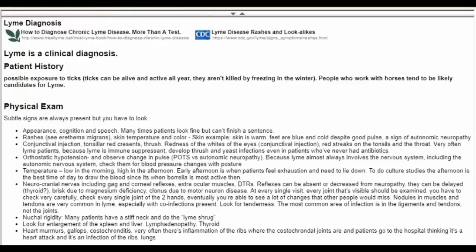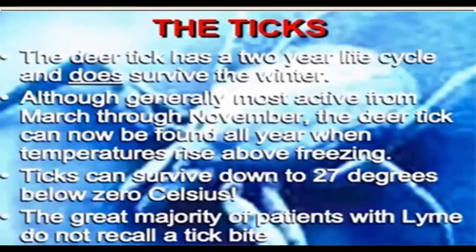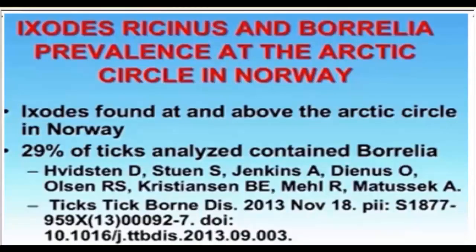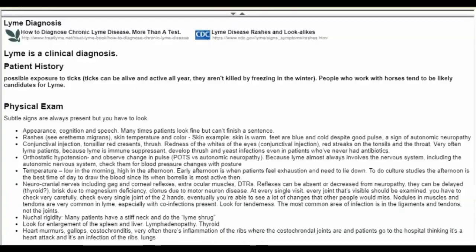Here's another point. I was always taught that if you have a good, hard winter, ticks will be killed and they won't be as bad the next year. Well, that's not true. They can be alive and active all year. They are not killed by freezing in the wintertime. In fact, there is tick-borne disease in the Arctic. The ticks are active in the Arctic. The freezing has nothing to do with it, but possible exposure to ticks is one of the things in patient history the doctor needs to look for, and so do you.